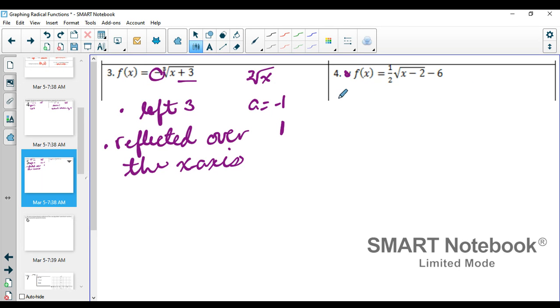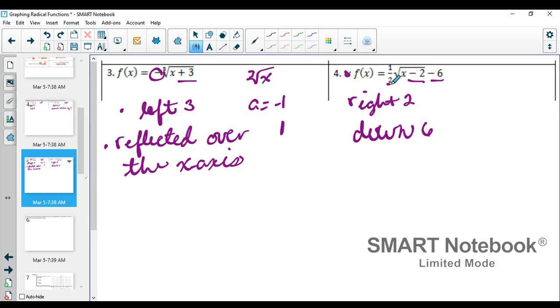So we're going to just start at h and work our way through all the letters. So h is the one underneath the radical sign, which is -2, which means because it's negative, it's going to do the opposite. So it is going right 2. And then this -6 is our vertical shift, and it does what it says. So it is going down 6.